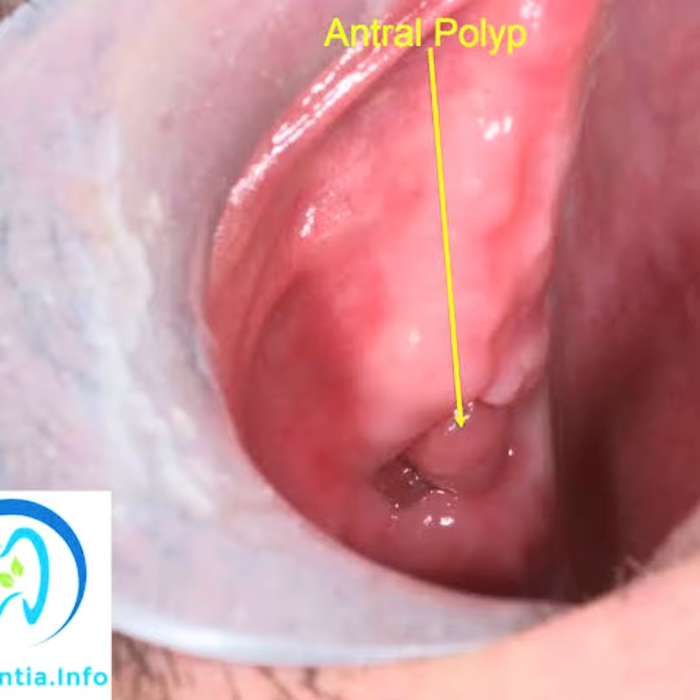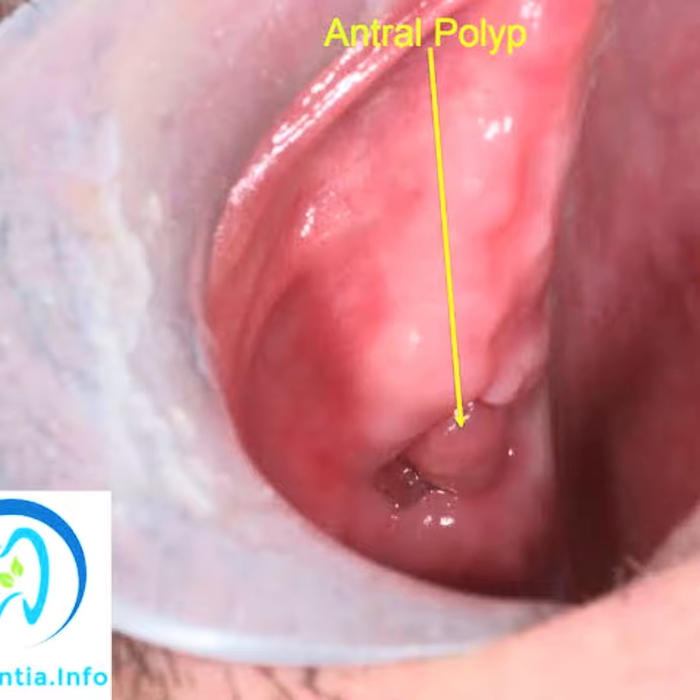What are the complications of the Caldwell-Luc procedure? The most common complication is oroantral communication, which is an abnormal opening between the oral cavity and maxillary sinus. It commonly occurs after extraction of posterior teeth because their roots are close to the maxillary sinus.